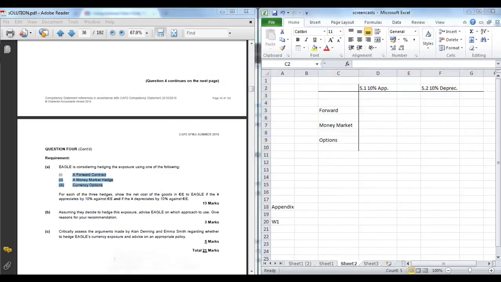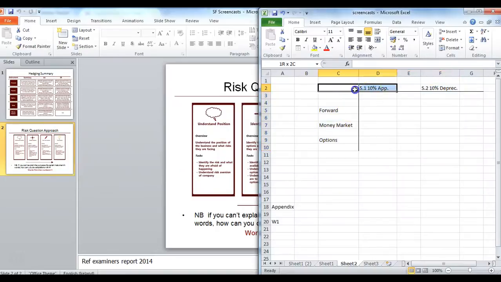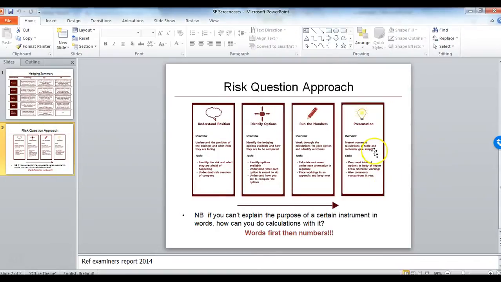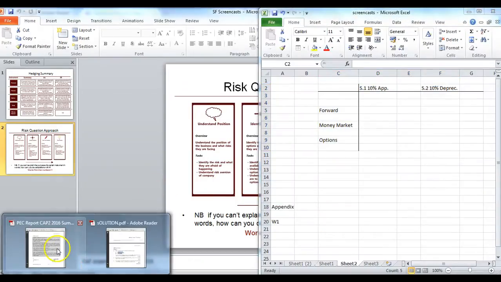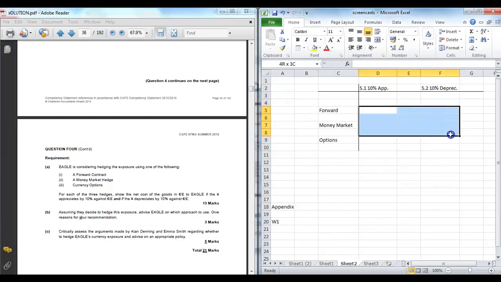And then step 3 is to run the numbers. Do the calculations in an appendix and keep neat. And then finally step 4 is to present. So present summary tables and summary calculations in the table, and you have this already done that you can slot in as you go along, and then give insight or conclude where necessary. And again, you are required here in part B to give a conclusion. Therefore you can make a nice neat conclusion because you can see all the numbers and they're not hidden behind any calculations. So that is the 4 steps.